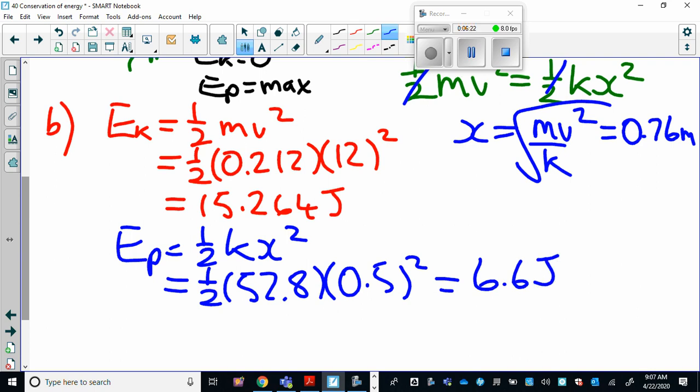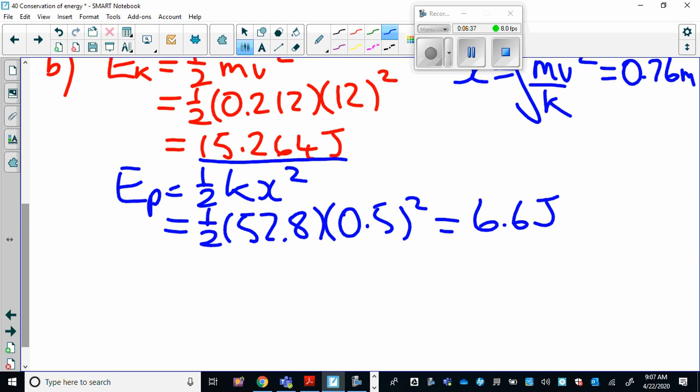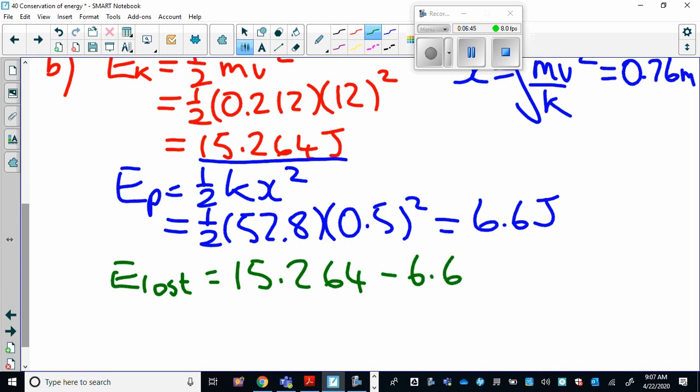So after the spring had compressed, the car had come to a stop, so now it has no kinetic energy. It's all elastic potential energy, and it has 6.6 joules of elastic potential energy, but it started with 15. So to get how much energy was lost in this problem, we'll just put energy lost. We're just going to subtract those two values. And that gives you 8.6 or 8.7 joules.